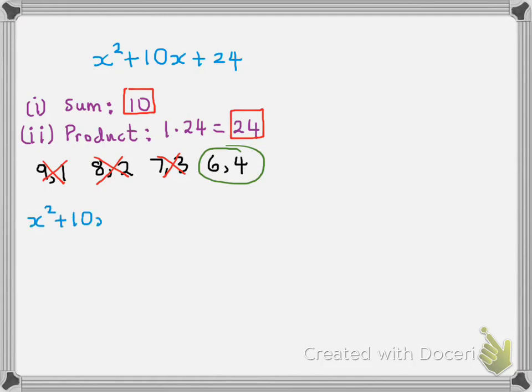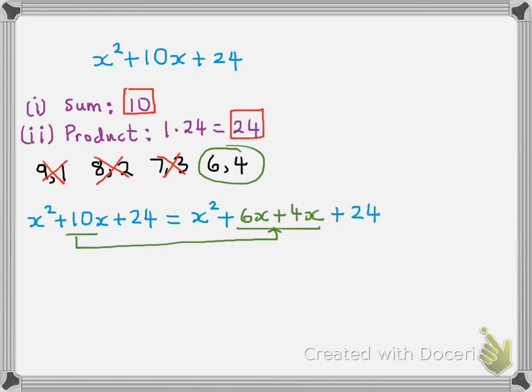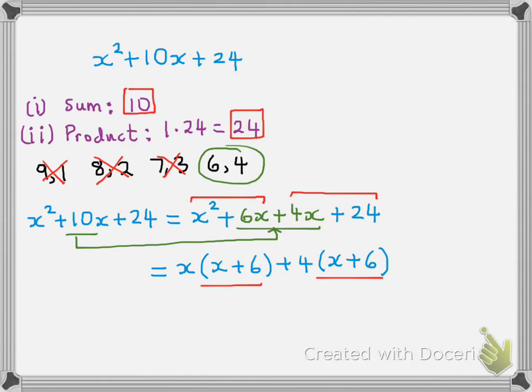So therefore, we will write the middle term as a sum of 6x and 4x. Therefore, x squared plus 10x plus 24 will be written as x squared plus 6x plus 4x plus 24. And now we can simply do what we did previously, regroup the terms and factor out the greatest common factor, and our result will be as shown.